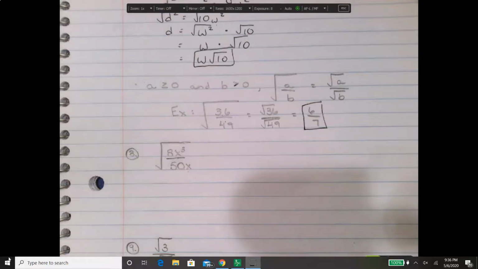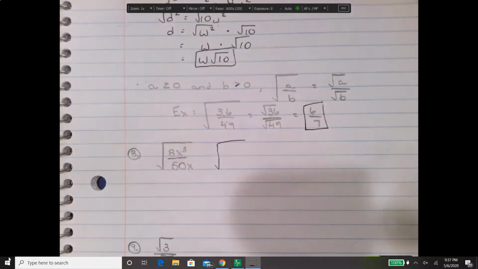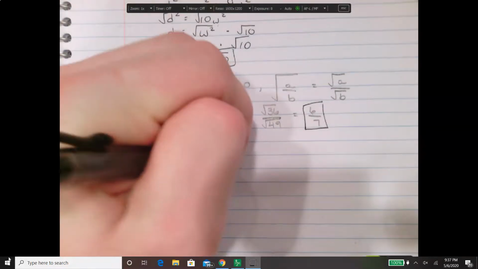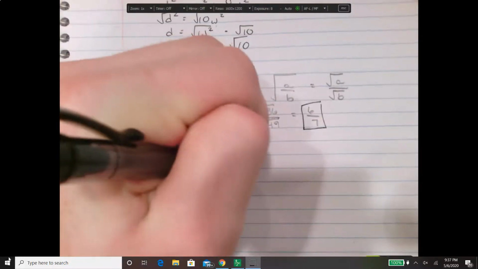Now, something to look for in these problems before you begin is, can you simplify? I'm still looking for those perfect squares, and neither 8 nor 50 are perfect squares. But I can simplify this because they're both even numbers. So by simplifying this new problem, I can divide them each by 2. It's going to turn into 4x cubed over 25x.